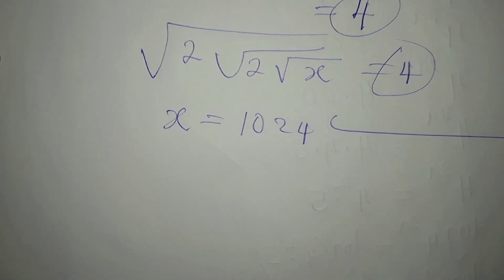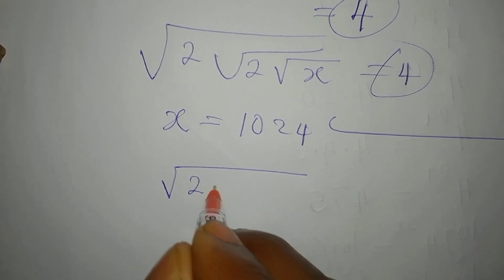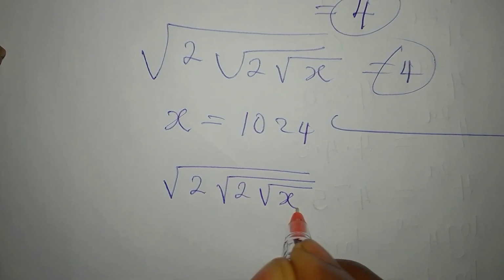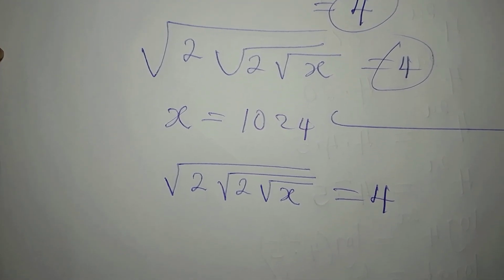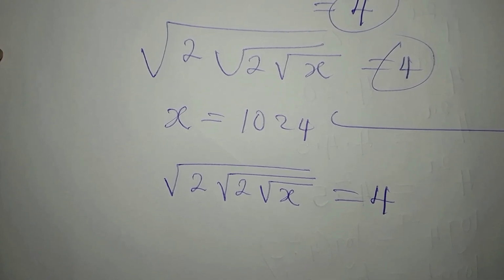Now look at this equation again. The square root of 2, the square root of 2, and the square root of x equals 4. So the question here is, if you were the one, what method would you use? The one I used or another method?